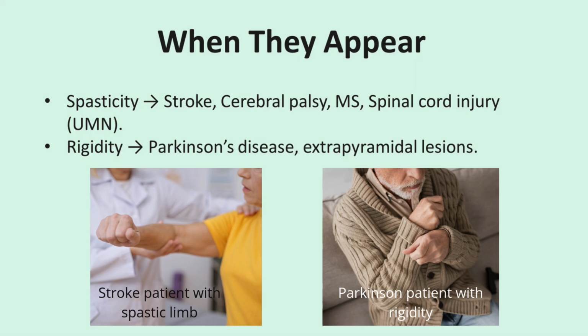Moving on to the next slide, we see the conditions that are typically associated with spasticity and rigidity. Spasticity is often seen in patients with stroke, cerebral palsy, multiple sclerosis, or spinal cord injuries, indicating upper motor neuron involvement. Rigidity, on the other hand, is commonly observed in conditions like Parkinson's disease, which affects the basal ganglia. This slide helps connect these neurological concepts to specific disorders.